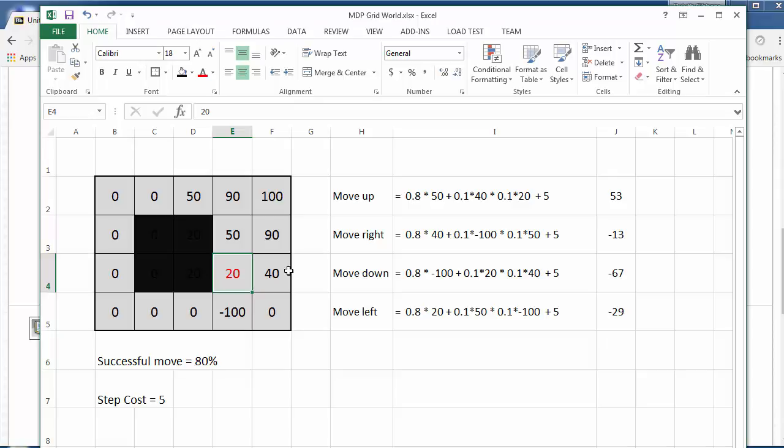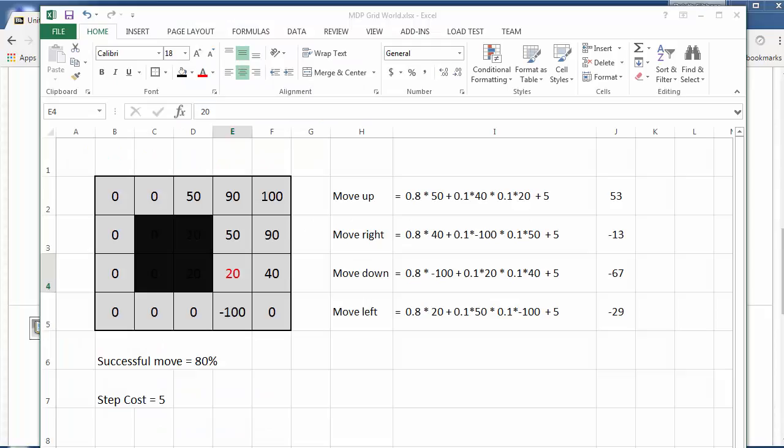Now if we hit a wall, an exterior wall or an interior wall like this, we bounce off and end up back where we started. So actually it's a 10% chance we hit this wall and bounce back and end up here. Okay, so we have our 4 moves: move up, right, down, left, and we're going to calculate a new value.